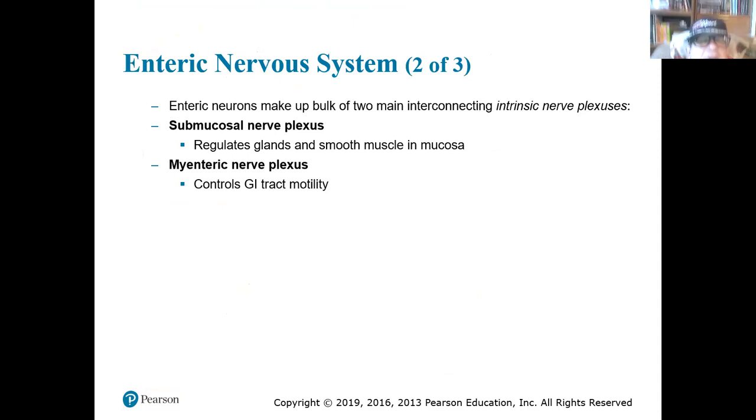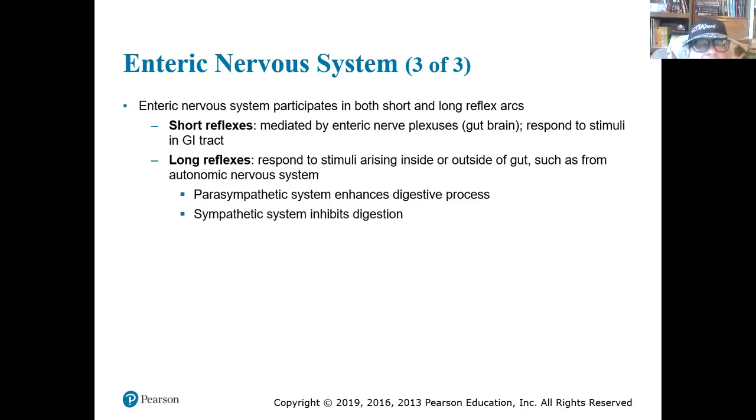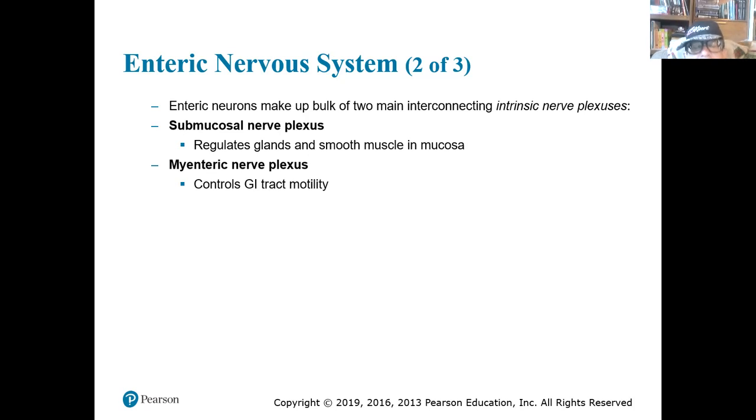They regulate the glands. We're talking about things like the gastric pits releasing enzymes, and the smooth muscle in the mucosa. This is not the smooth muscle that does the segmentation or peristalsis. You remember that is in the muscularis externa. That's outside of that. The myenteric nerve plexus is what's controlling gut tract motility. So that's more likely to be the muscularis externa. Anyway, let's move on.